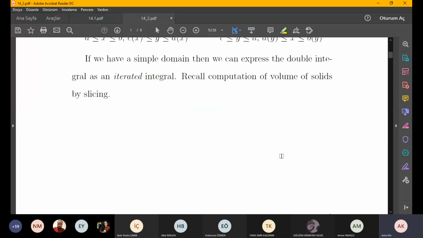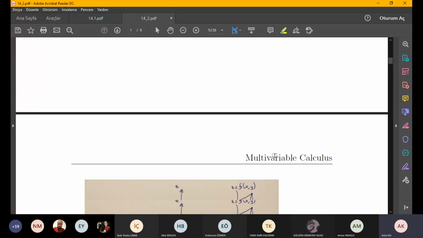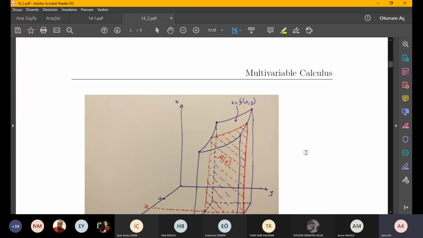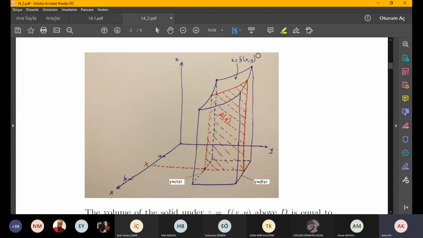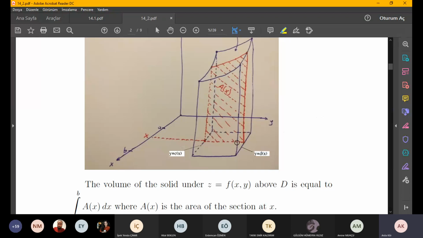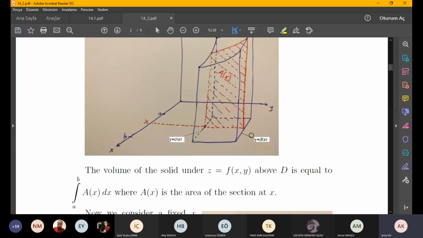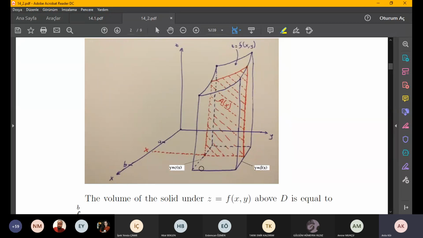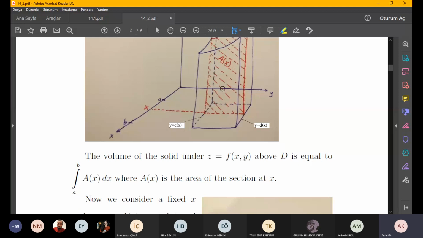And if we recall the computation of volume of solids by slicing that we had in the previous chapter, if this is our function z equals f(x,y), and this is the simple domain over which we try to compute the double integration, that means we try to find the volume of the solid under z equals f(x,y) and above D, and it will be equal to the definite integral of A(x), this one.